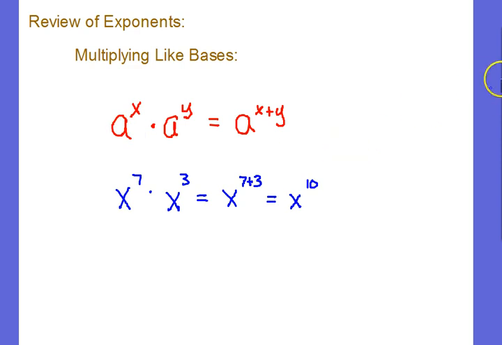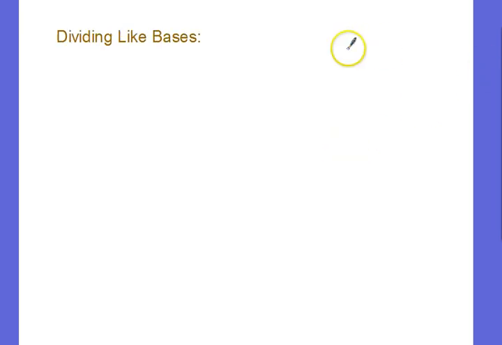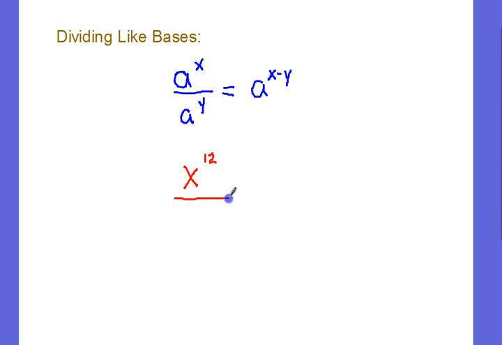All right, now we're going to do the same thing. We're going to divide with like bases. Now, just as in multiplication you add, it should seem kind of obvious that if you're dividing, you should subtract. So if we have a to the x over a to the y, that's the same thing as a to the x minus y. Again, we're going to do that with a variable and some numbers so you can see it. So if we had x to the 12th divided by x to the 3rd, 12 minus 3 is 9. So we have an x to the 9th.